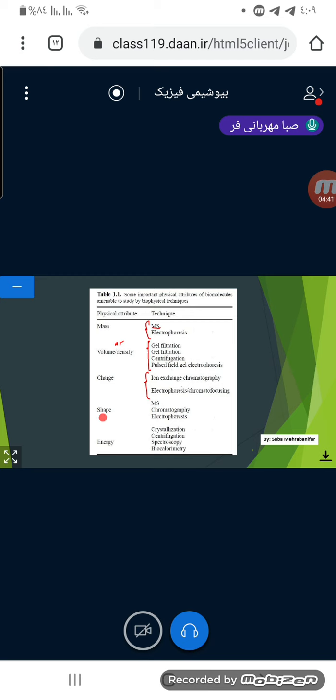When you want to have some data about the shape of a macromolecule, you can use these three techniques: mass spectroscopy, chromatography, and electrophoresis. When you want to know something about the energy of a macromolecule, you can use crystallization, centrifugation, spectroscopy, and biocalorimetry. This table is very important for your exam.